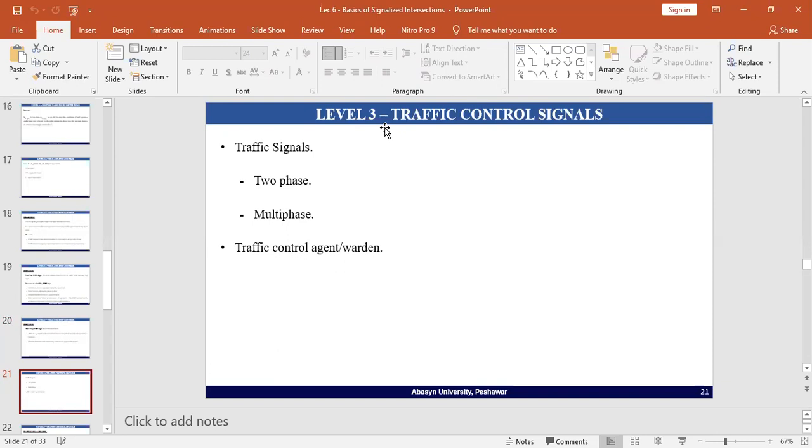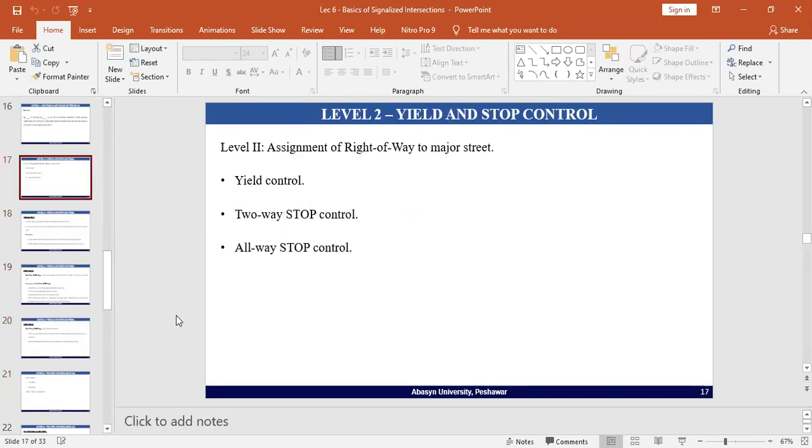And now this is the level 3 traffic control signals. So traffic signals are two-phase, multi-phase traffic control. Okay, let me tell you, let me go back.